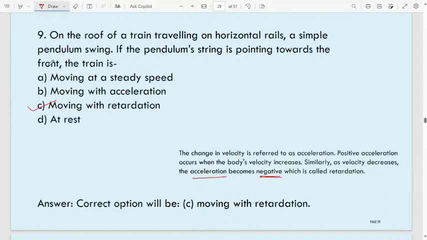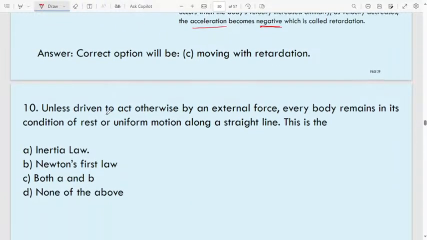Here, once again I will read the question. On the roof of a train traveling on a horizontal rail, a simple pendulum swings. If the pendulum string is pointing towards the front, the train is moving with retardation. Means the train is moving with a decrease in velocity. The decrease in velocity will indicate acceleration is negative. Acceleration is negative means the train is moving with retardation. Next question.